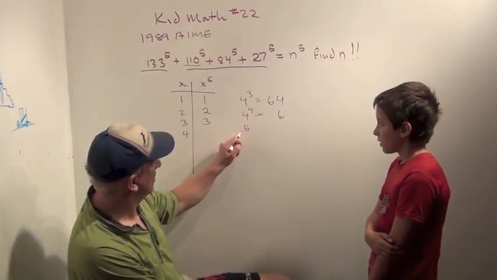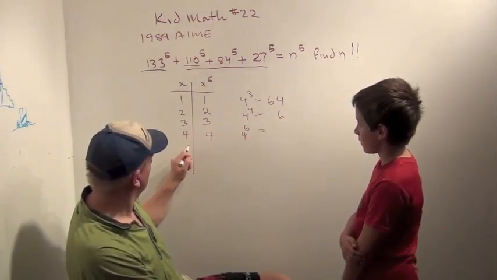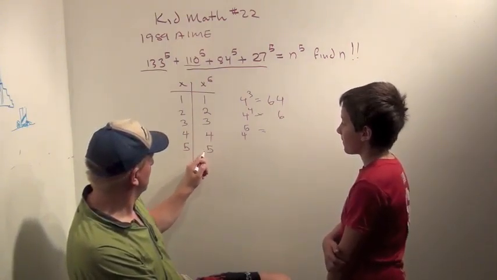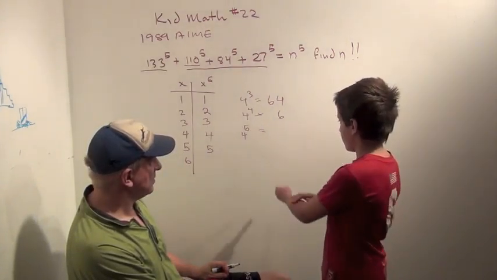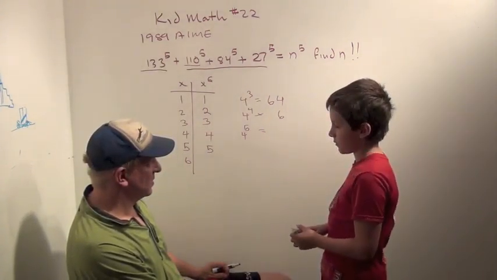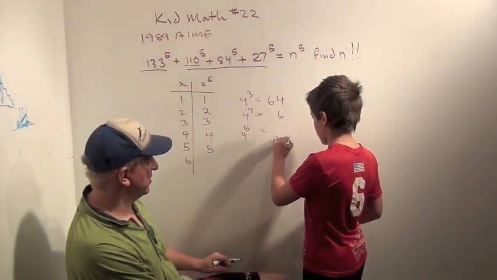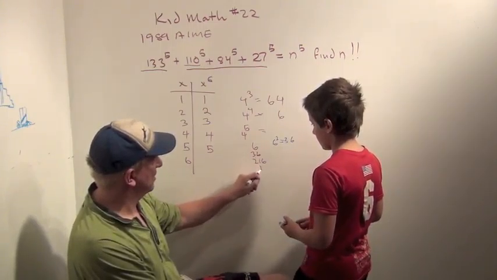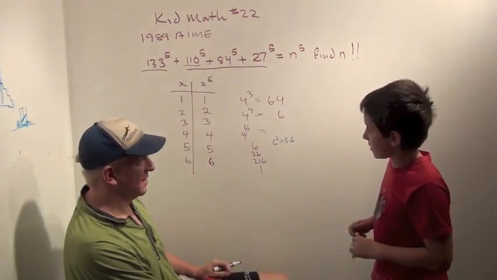4 to the fifth, oops. So the last digit is going to be 4. 5 to the fifth, it's 5. 6 to the fifth: 6 squared is 36, and 36 times 6 is 216. The last digit's 6. Looks like the last digit's the same as the number.